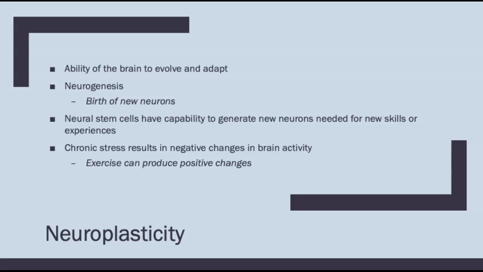And if we know that chronic stress results in negative changes in brain activity, we will want to work really hard to avoid and provide psychoeducation about that influence of chronic stress. And we can provide some hope about making new connections to reverse some of the impact of the chronic stress as well, because of this concept of neuroplasticity and the ability for the brain to make new connections and new adaptations.